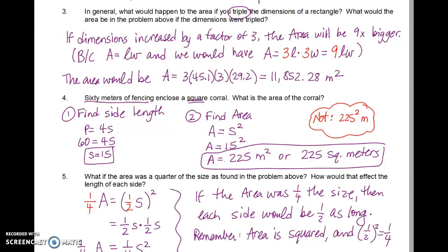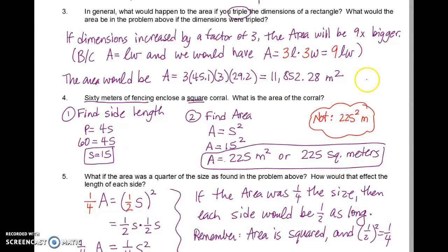Okay, welcome back. I hope you found this page interesting and maybe even the last one challenging because of the units. Number 3, the big idea is if the dimensions increase by a factor of 3, the area will be 9 times bigger. So you should have gotten the new area would be 11,852.28 meters squared. Number 4, 225 meters squared or 225 square meters.